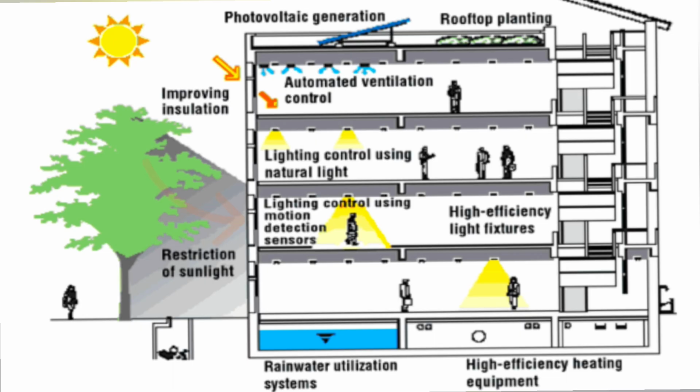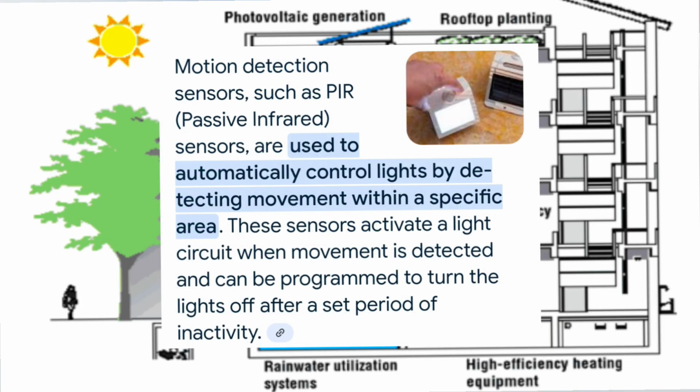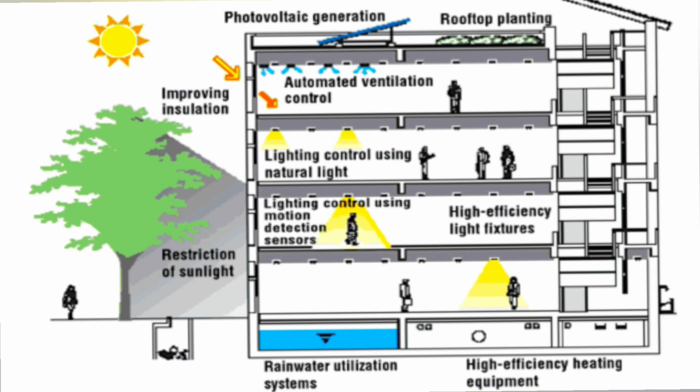Next is lighting control using motion detector sensors. Motion detection sensors, or PIR, that is passive infrared sensors, are used to automatically control the lights by detecting the movement of people within a specific area. If somebody is moving, the light will automatically get switched on with the help of the sensor and controller technology. And if no people move inside that area for a specific period of time, the light will automatically get turned off. So that is another important thing.